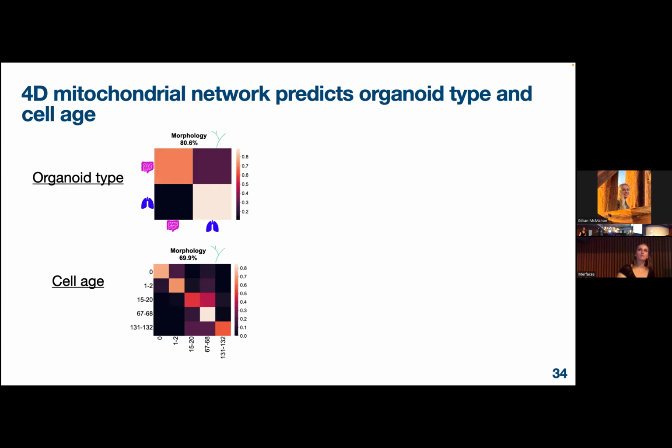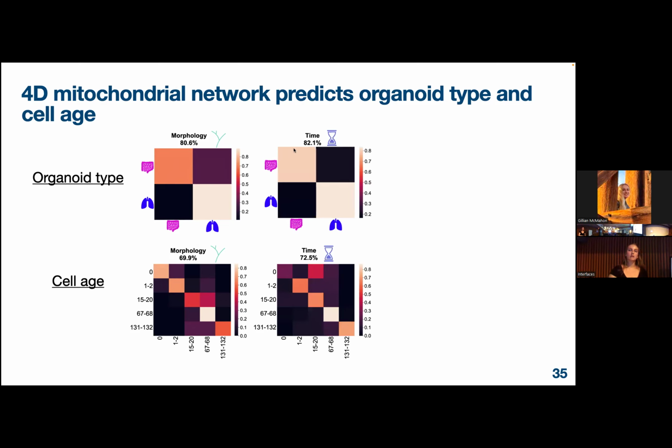So we worked with random forest models, and first we wanted to see if we can predict a cell's type, so lung or intestine, and a cell's age from the lung from 0 to 130, based only on morphology. So this is looking at fragment length, branch length, things like that. And we got pretty good accuracies, I think, about 70%, 80%. And then we did it just with the temporal. And again, we get a little better accuracies.